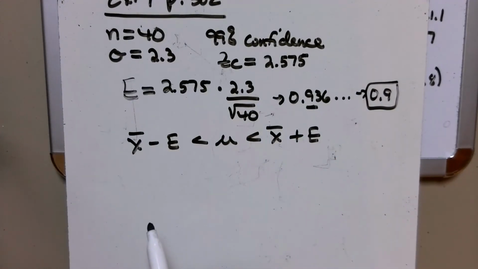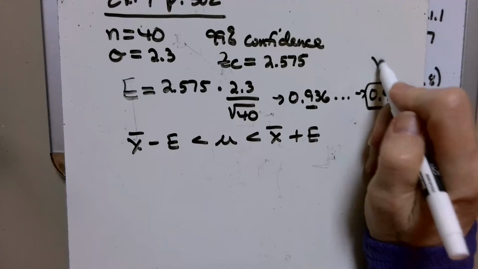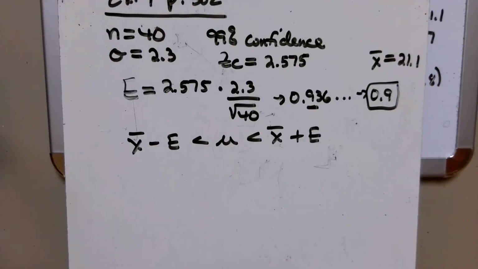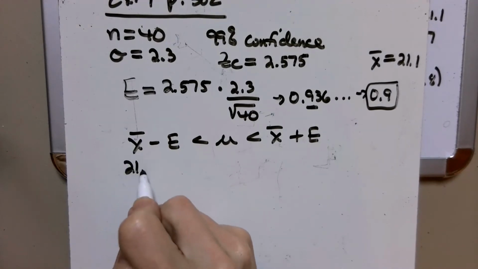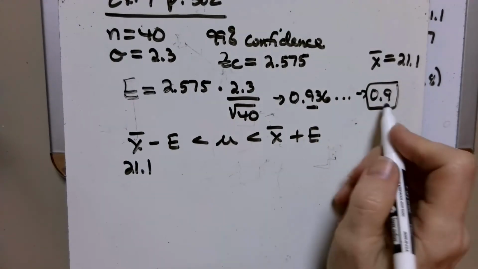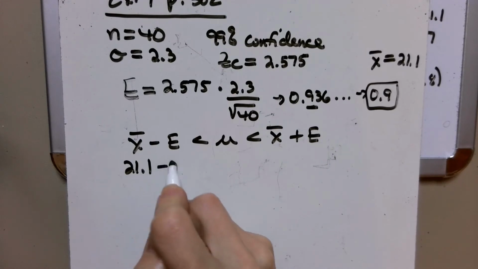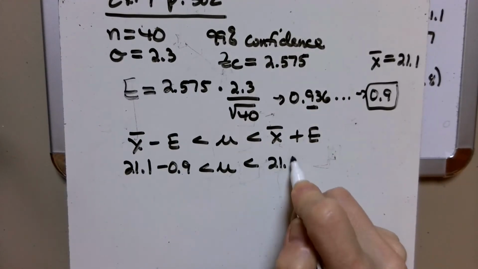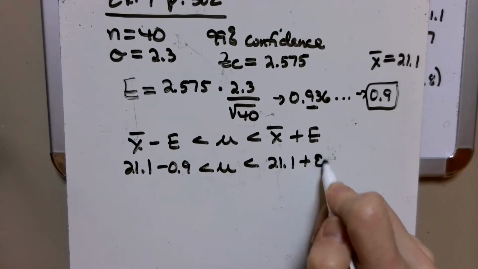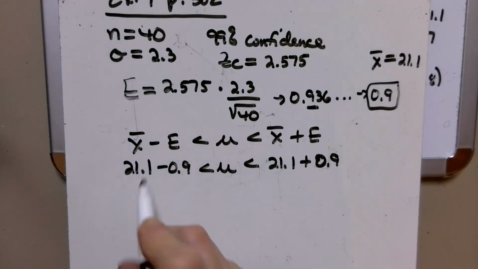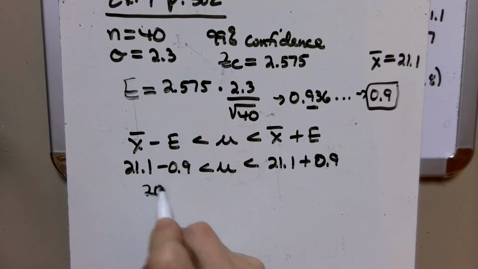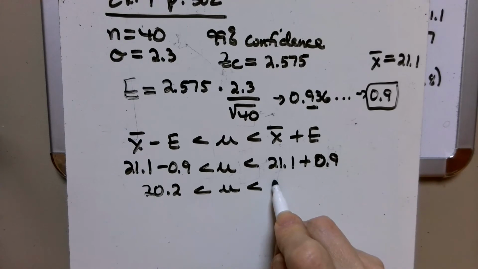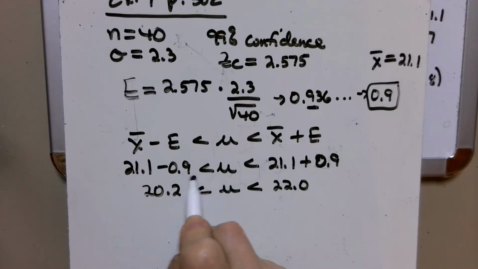X bar, which was the sample mean way back from example 1, remember the sample mean was 21.1, so we're going to keep using that information. So X bar 21.1 minus my margin of error for 99%, 0.9, less than mu, less than X bar 21.1 plus our margin of error 0.9. So subtracting, we're going to get 20.2 is less than mu is less than 22.0.